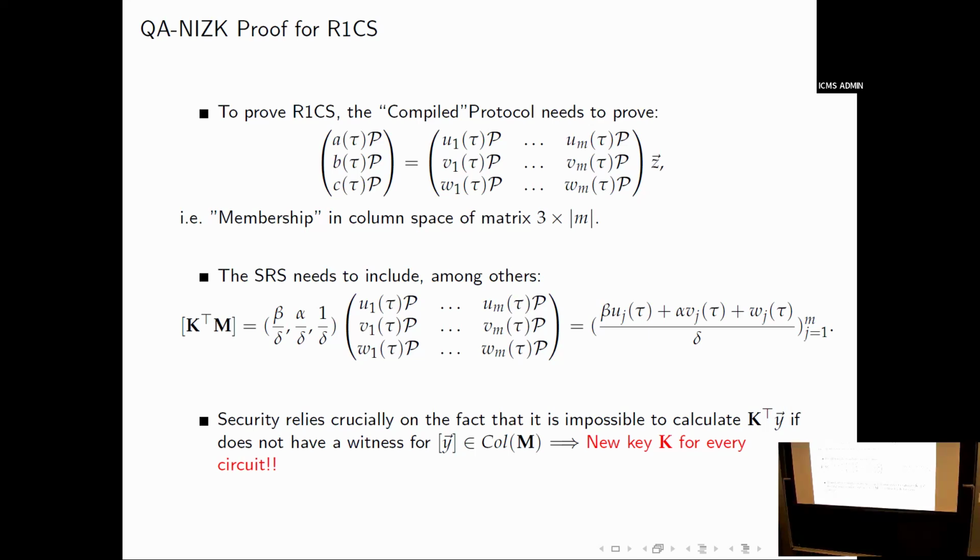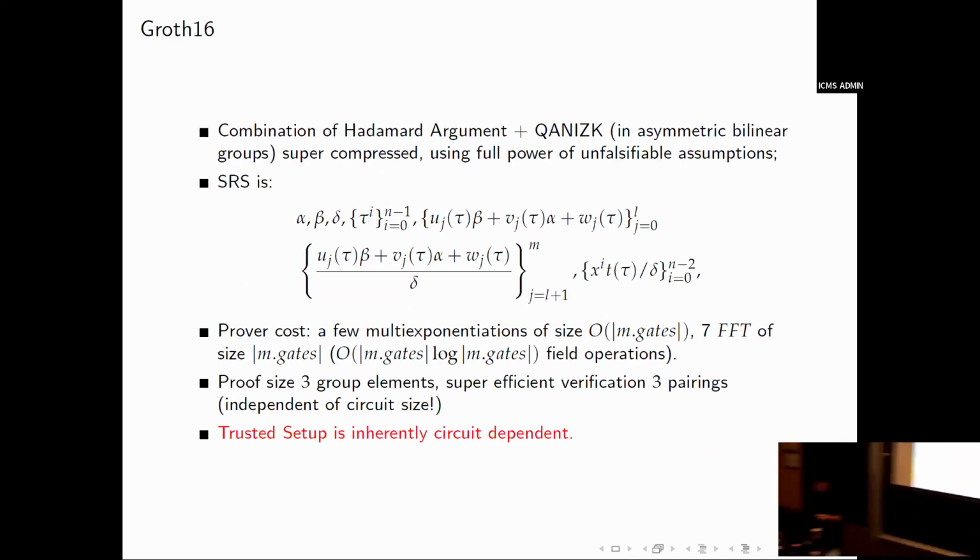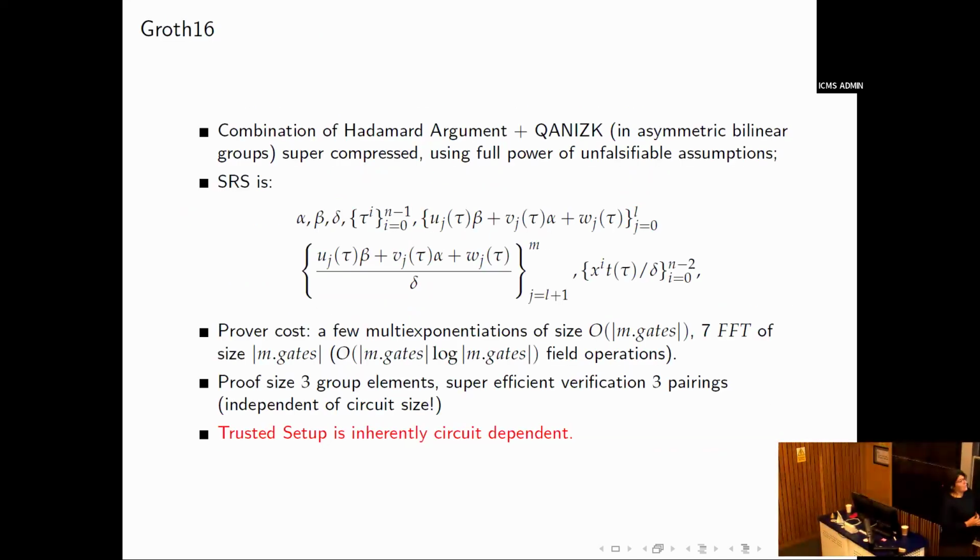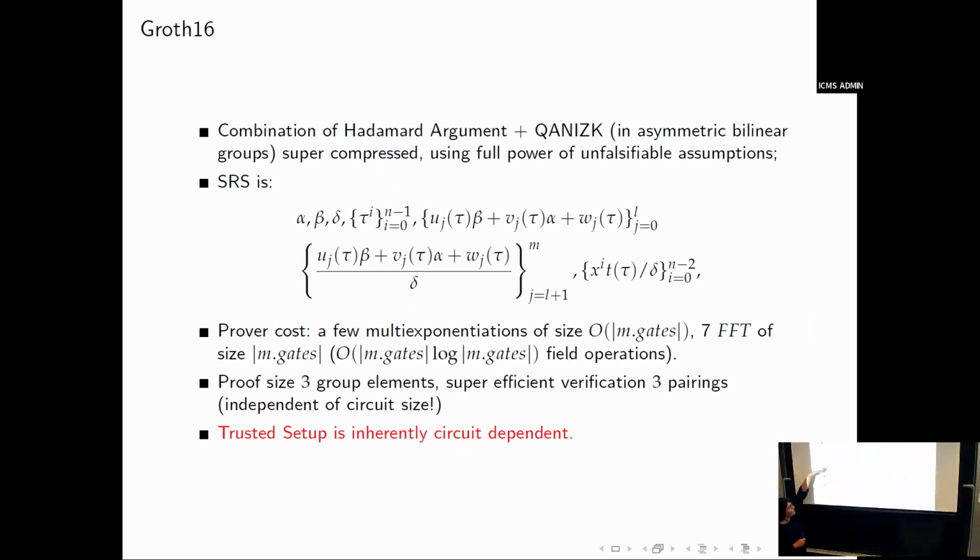Okay, so what are the consequences? The summary is like, okay, Groth16, the setup looks like this. And this comes from proving linear relations like that. What you have to remember is that the prover cost has a few multi-exponentiations of this size. And then it also needs, unfortunately, to compute Fourier transforms.